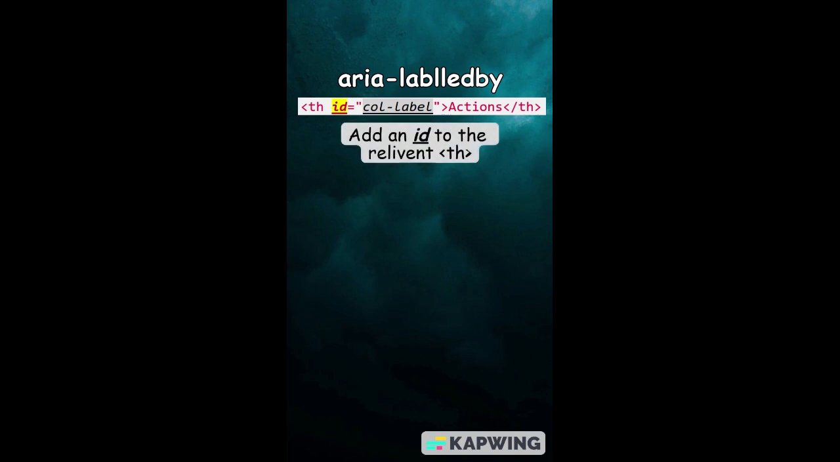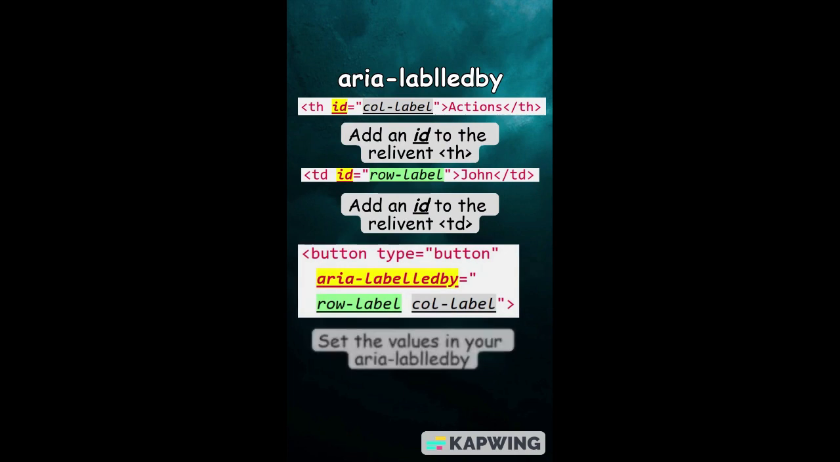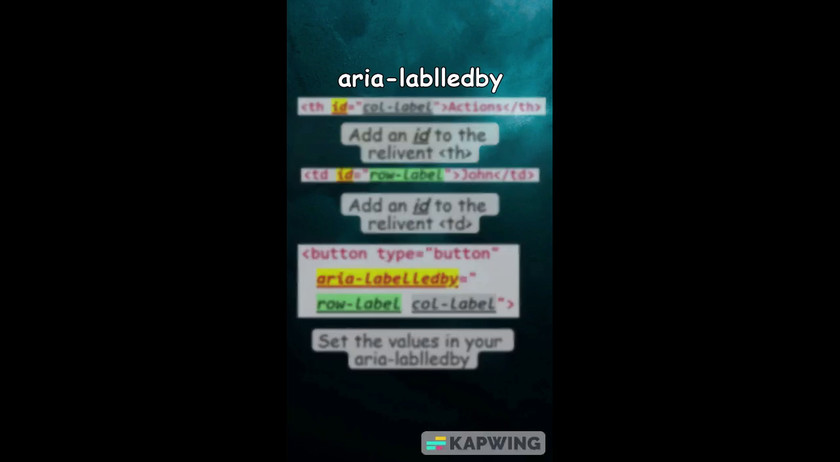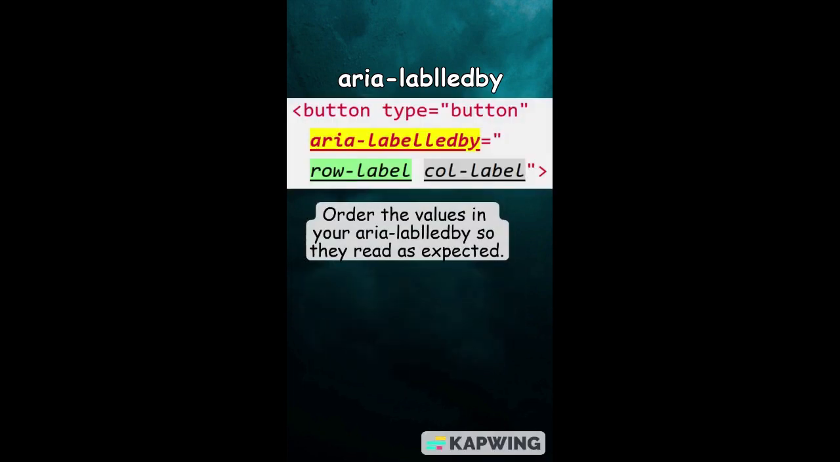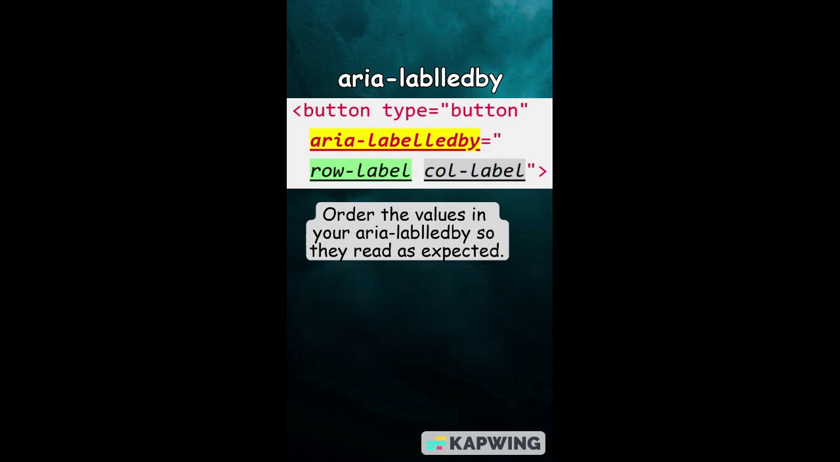Add an ID to the relevant column header, add an ID to the relevant table cell, and then set those values to the aria-labelledby in the button. Order the values in your aria-labelledby so they read out as expected. This will read as John Action Button. Normally, the order should be row ID, then column ID.